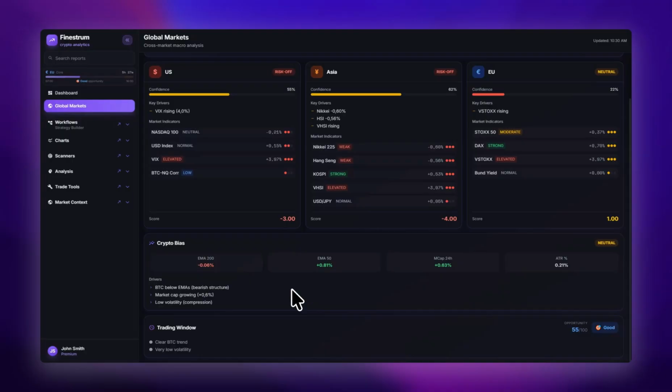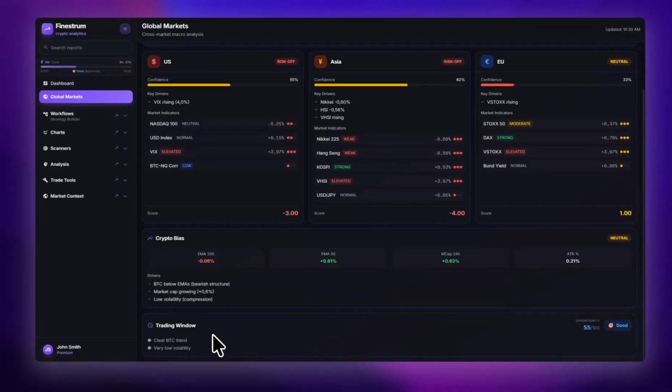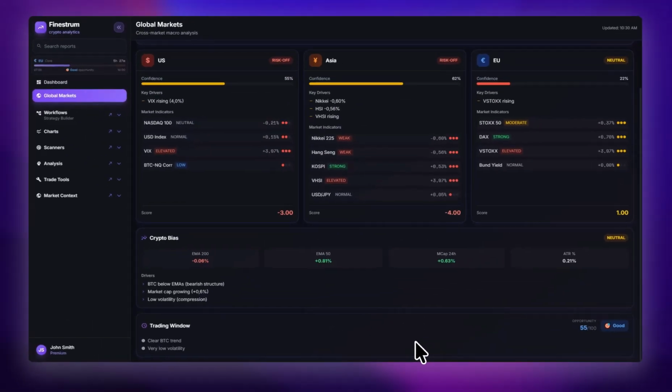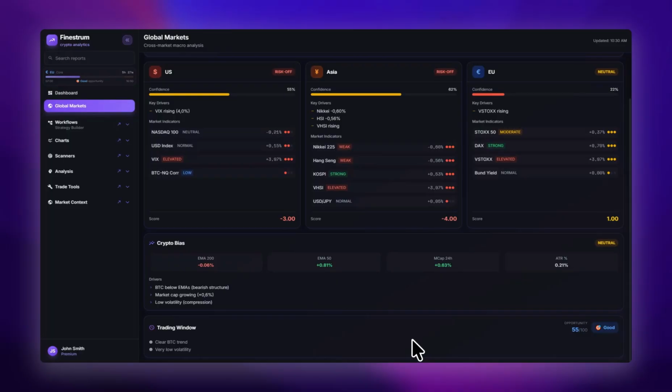At the bottom, you'll find the trading window summary. This section tells you whether current conditions support active trading or suggest patience. It highlights clarity, volatility conditions, and overall opportunity quality, helping you avoid forcing trades when the environment isn't supportive.